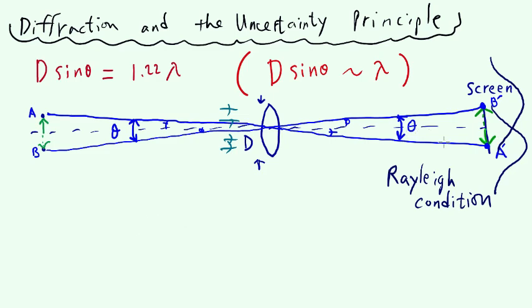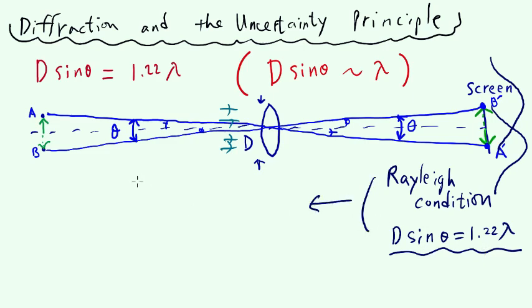So that means d sine theta equals 1.22 lambda is basically the Rayleigh condition, because this angular separation theta agrees with the half width of the central peak, which is given by this equation here, d sine theta equals 1.22 lambda. When that happens, the two objects are barely resolved.